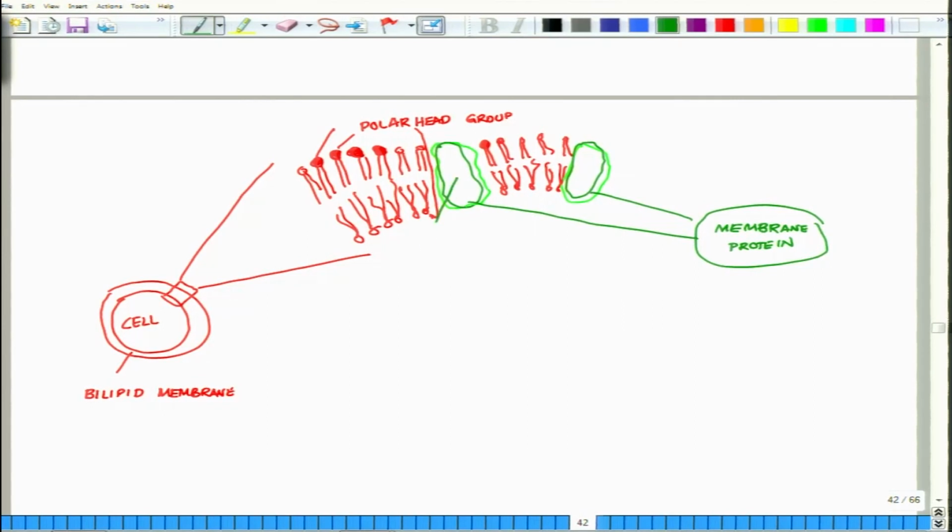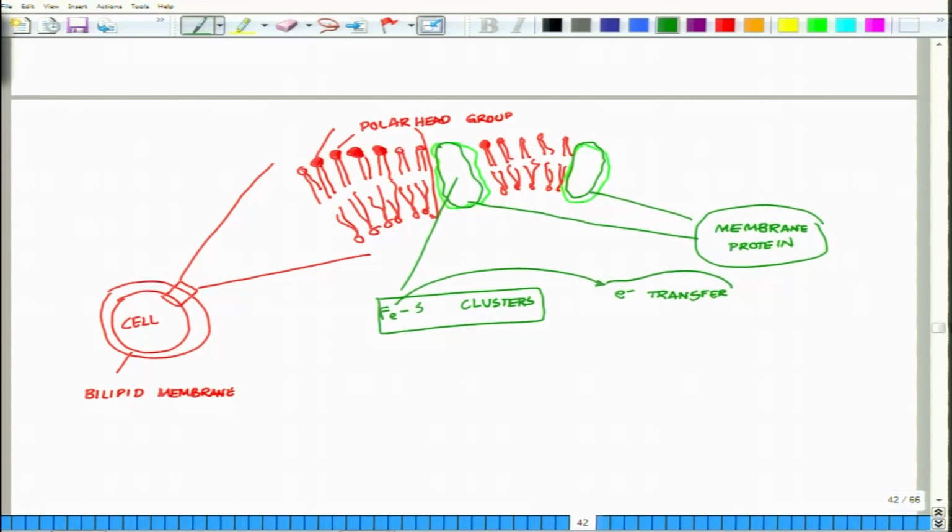There are a lot of iron sulfur clusters, and these iron sulfur clusters are involved in electron transfer, whether it is in mitochondria or whether it is in chloroplast.